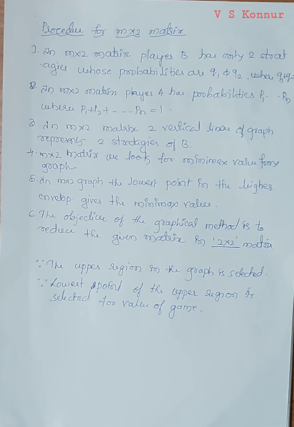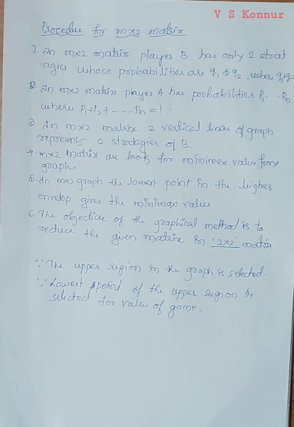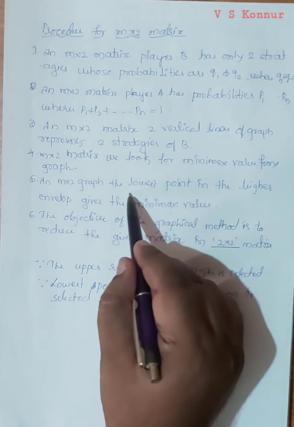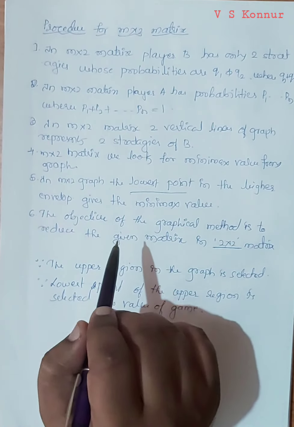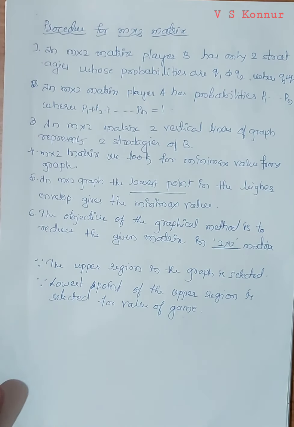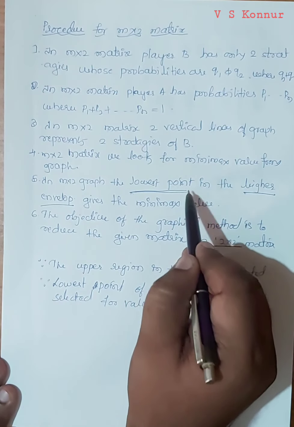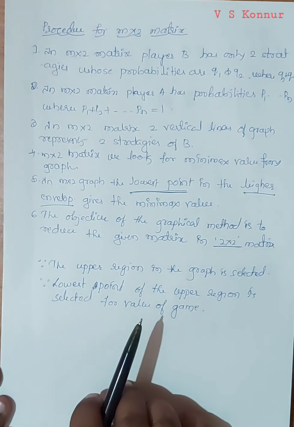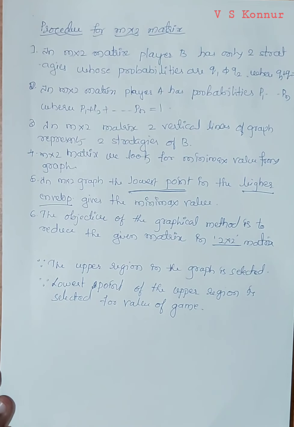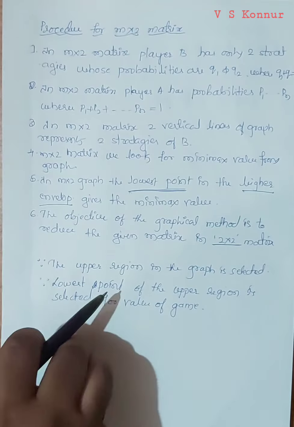For the m into 2 matrix in game theory, this is the next type of problem. In an m into 2 matrix, the procedure is the same as that of the 2 into n matrix, but the difference is you have to select the lowest point and the upper region, the higher or upper envelope, for reducing any type of payoff matrix into a 2 into n matrix. So this is the difference. We'll explain with the problem.